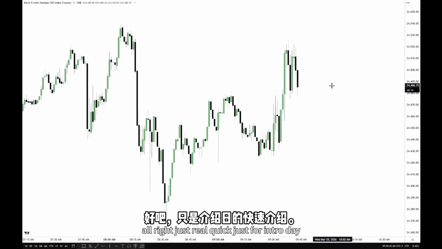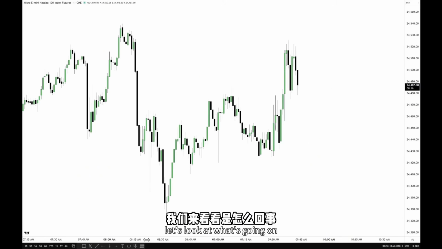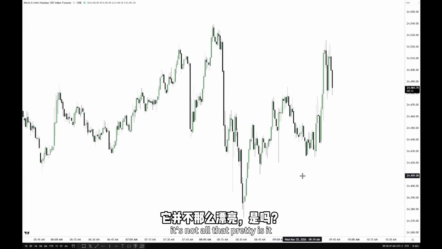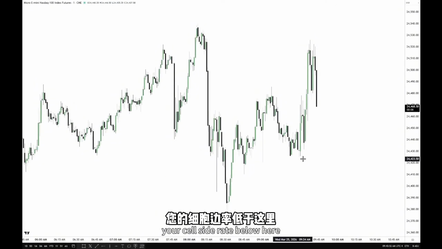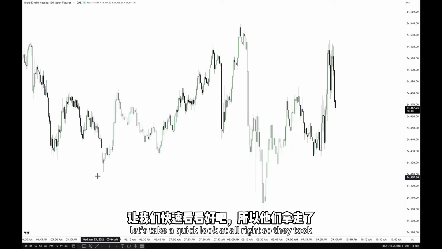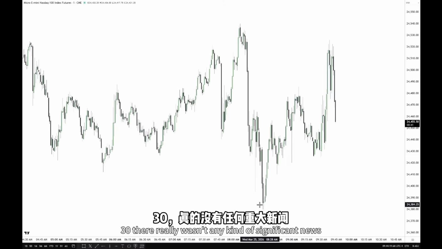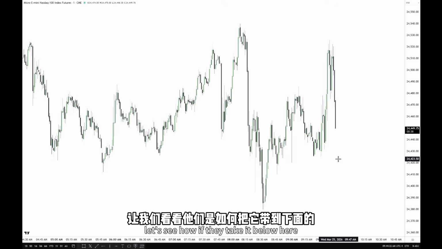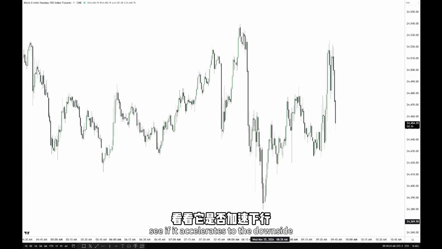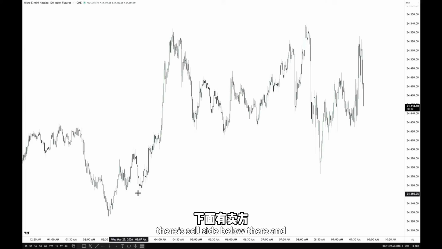All right. Just real quick, just for intraday, let's look at what's going on. It's not all that pretty, is it? Your sell side right below here. Take a quick look at, all right. So they took London low out here, 8:30. There really wasn't any kind of significant news. So see how if they take it below here, see if it accelerates to the downside. There's sell side below there, and look at those lows there.